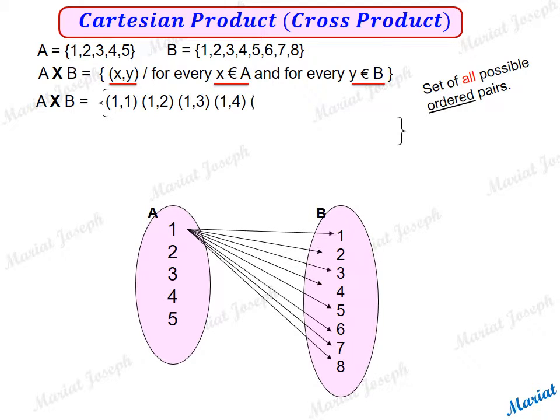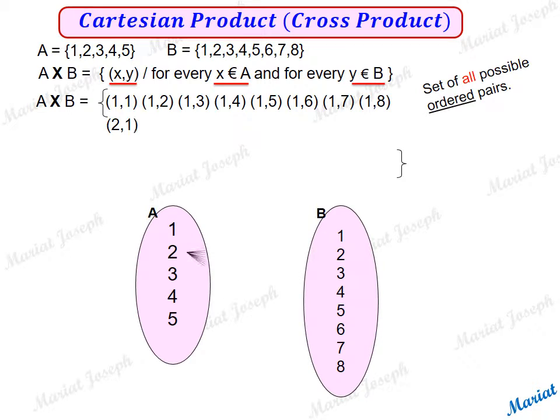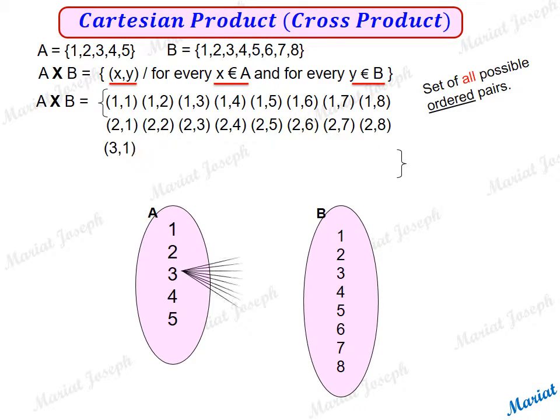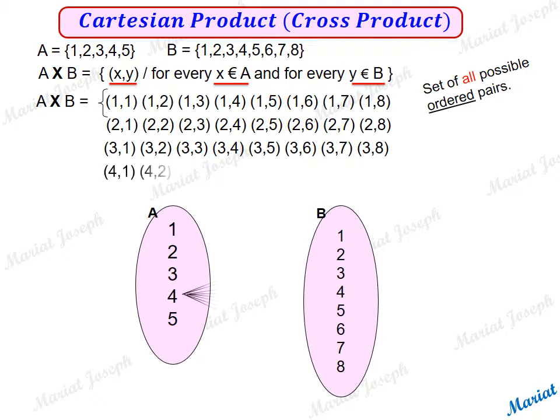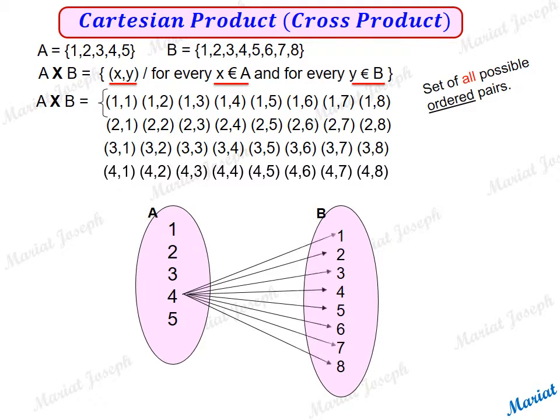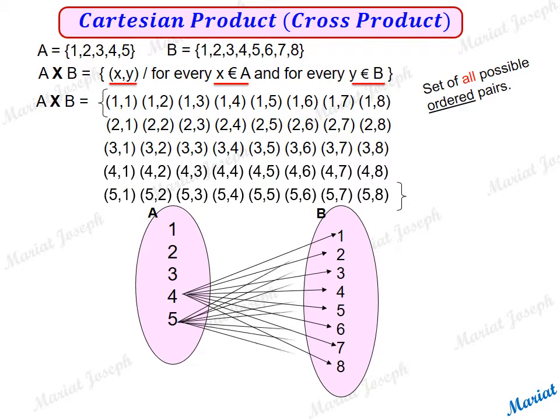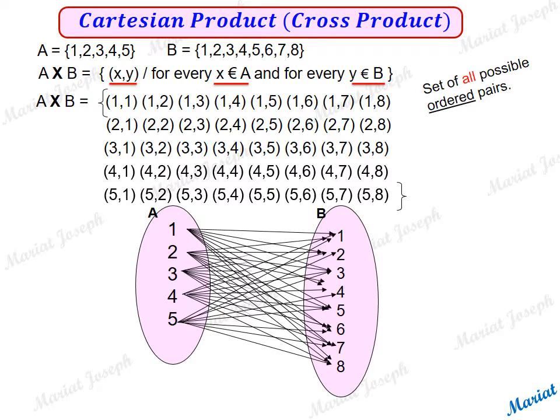(1,1), (1,2), (1,3), (1,4), (1,5), (1,6), (1,7), (1,8), (2,1), (2,2), (2,3), (2,4), (2,5), (2,6), (2,7), (2,8), (3,1), (3,2), (3,3) up to (3,8), (4,1), (4,2) to (4,8), (5,1), (5,2), etc., till (5,8). All possible pairs formed with the first element taken from set A and the second element taken from set B is called A cross B, or the Cartesian product of set A and set B.